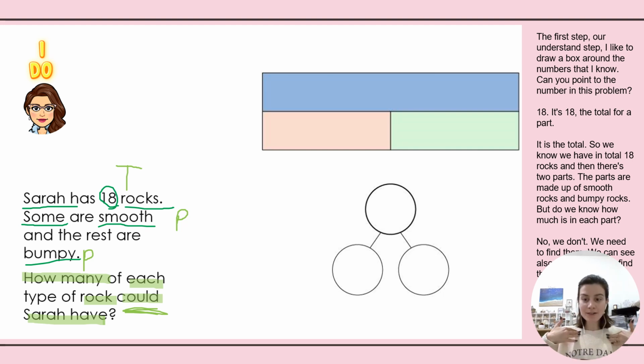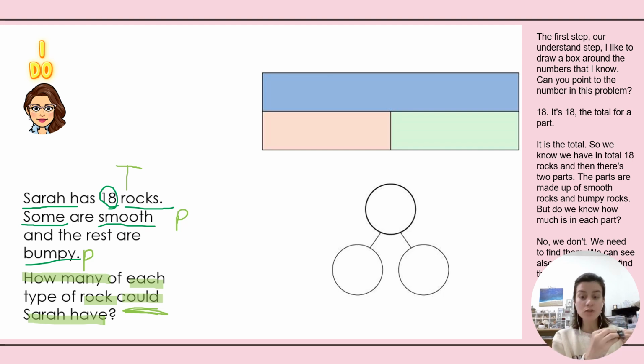So my answer for this problem, if you were doing it with me, your answer could look different from my answer. As long as both parts equal 18 rocks altogether, it doesn't matter how many you choose for each part, okay? As long as it equals 18 altogether. So what do I need to do to solve? If I've been given my total, but I'm trying to find my two missing parts, I can either add or subtract for this.